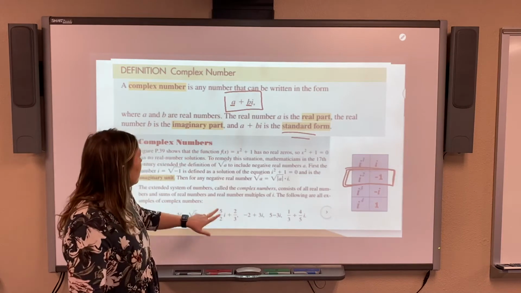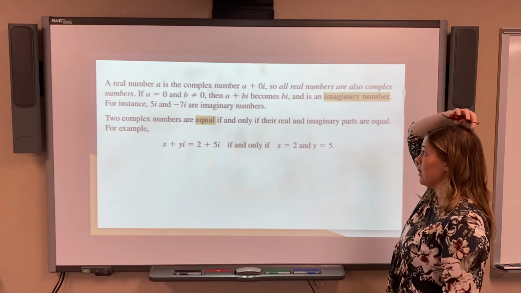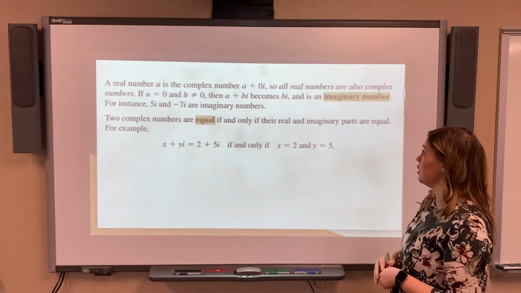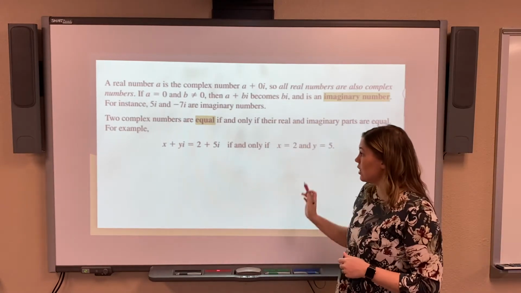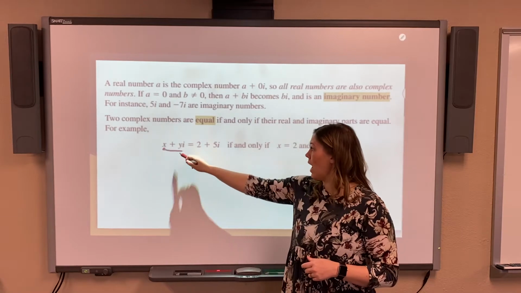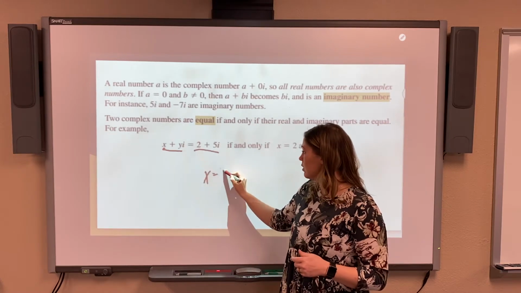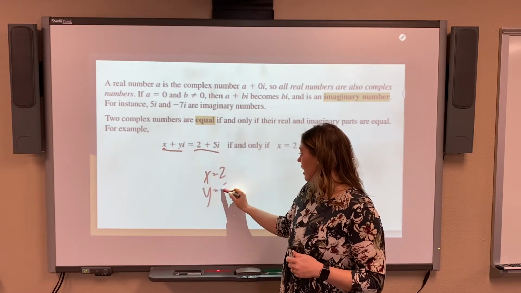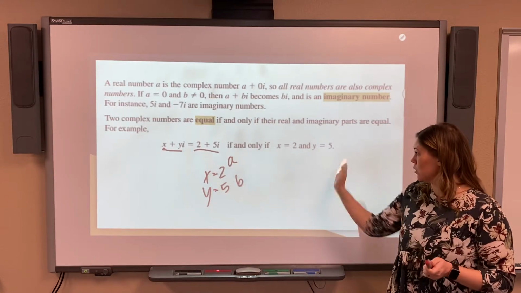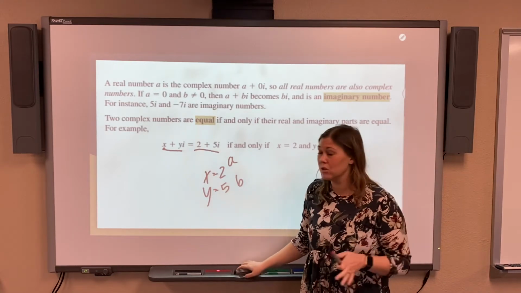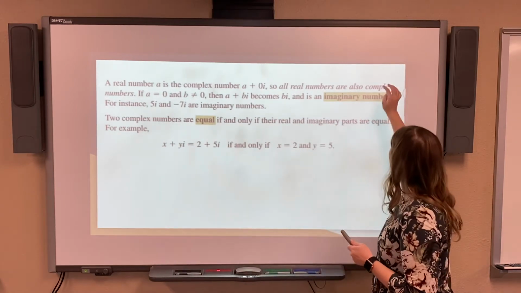So let's look at some more definitions. Again, if you have the real number a, and then your imaginary is the bi, two complex numbers are equal when their parts match. So if we had x plus yi equal to 2 plus 5i, your x would be 2 and your y would be 5, and this is also your a, and this is your b, if and only if x equals 2 and y equals 5. Those are just placeholders to practice looking at those numbers.